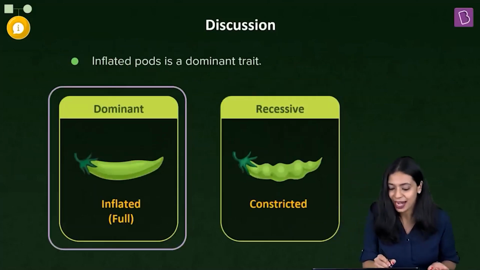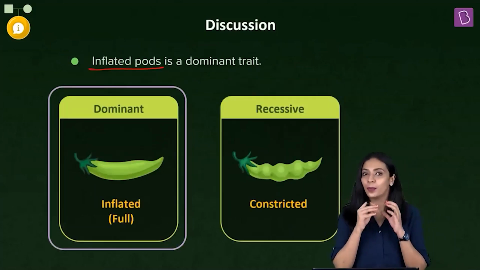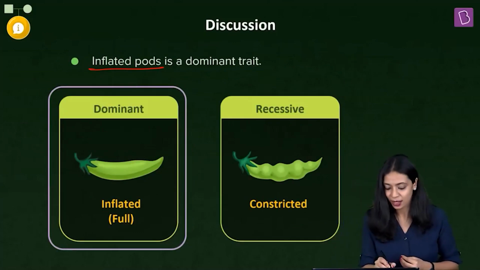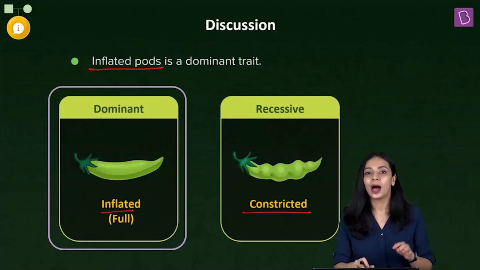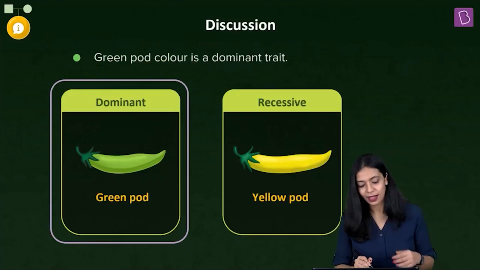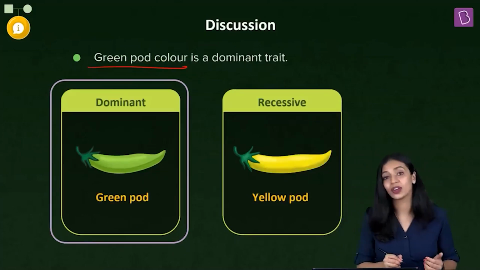In option B, we had inflated pods. Pod shape also is one of the 7 characters considered by Mendel. The 2 variants are inflated and constricted. Among these 2, it is the inflated pod that is dominant, so that also is not recessive, so option B also is incorrect.